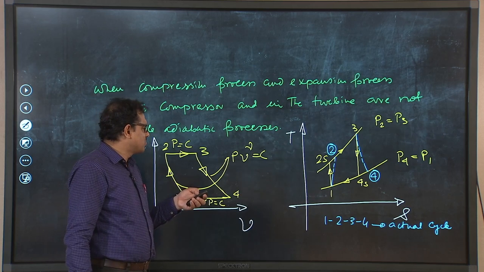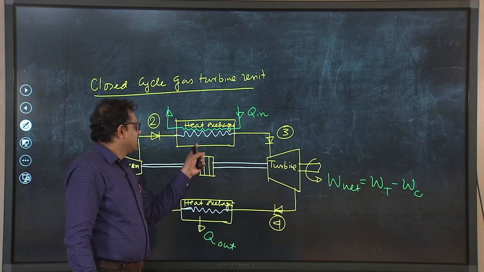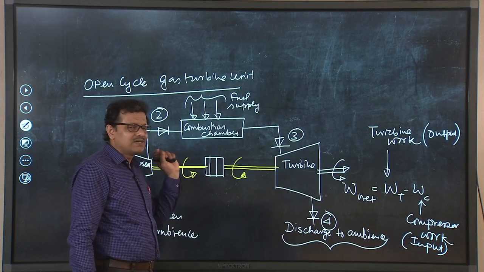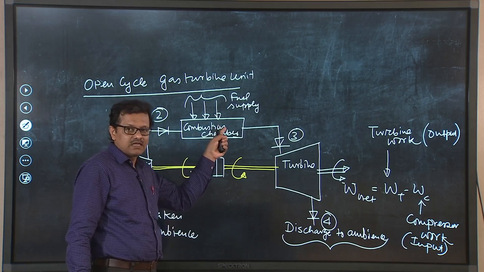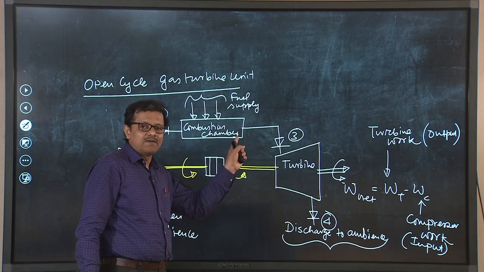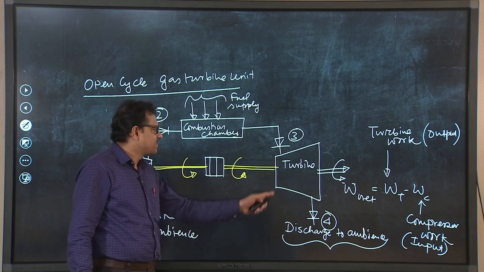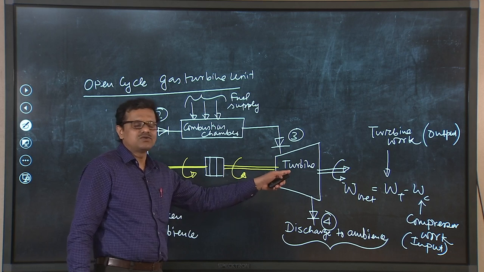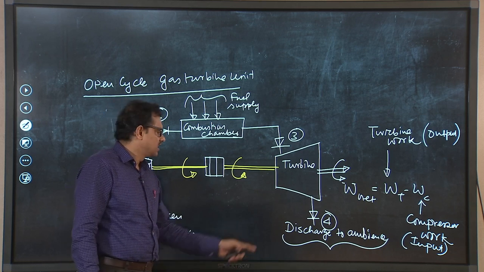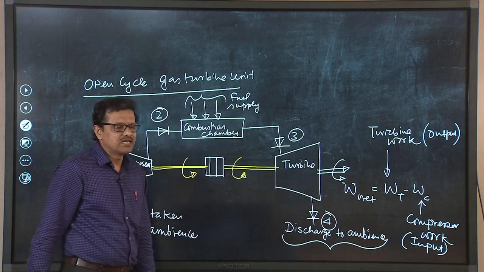Particularly in the compression process, C p and gamma will certainly change. Why? In the real application, if we go back to the open cycle gas turbine unit, we are supplying fuel. That fuel is supplied and a combustion reaction takes place. Because of this factor, gamma and C p will change, and so it is advisable to consider the average value of C p and gamma when we calculate the properties at the exit of the turbine using the air standard equation, that is P v to the power gamma equal to constant.